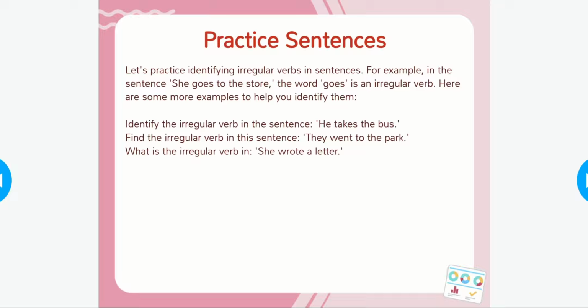What's the irregular verb in the next sentence? They went to the park. Went, correct. That's already in the past tense. That is the verb go. What is the irregular verb in she wrote a letter? Wrote, correct. The verb is write.